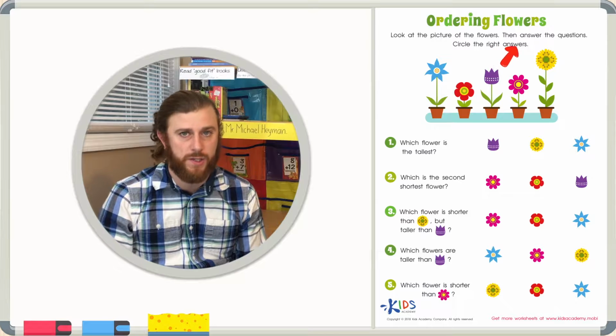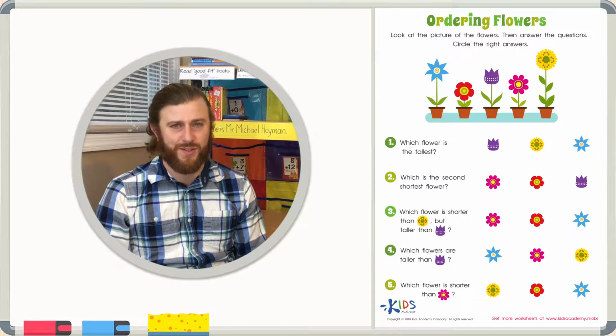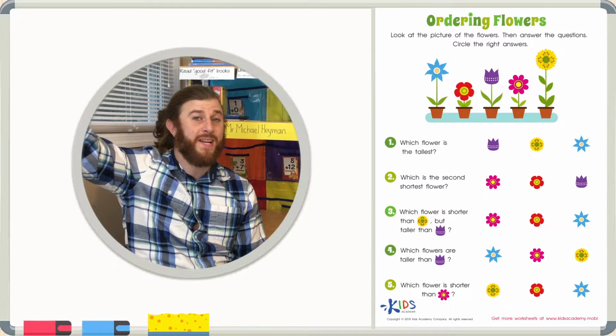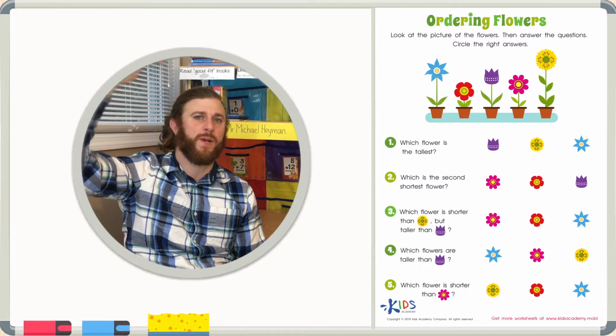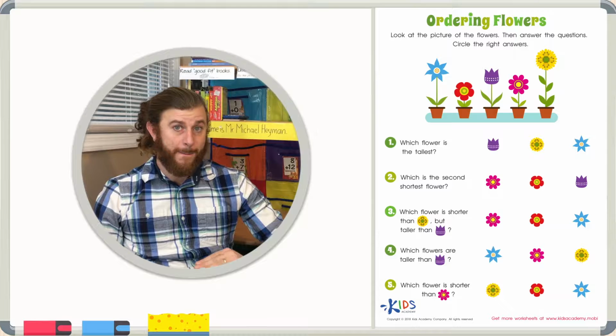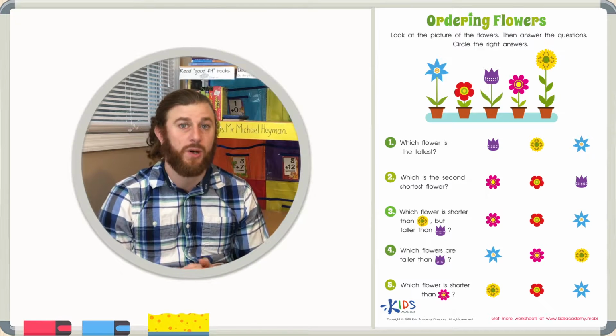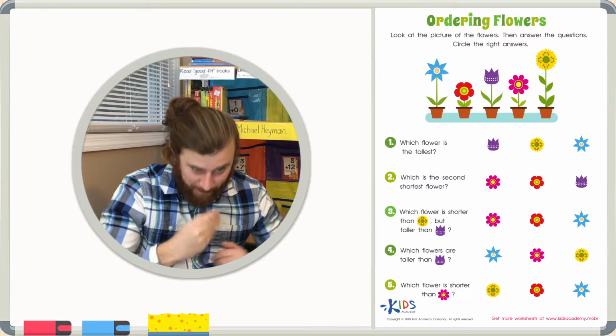Circle the right answers. First, let's remind ourselves, what does tallest and shortest mean? Well, tallest means it's the highest or the furthest from the ground, and shortest means it's the closest to the ground or the smallest. Let's get started with these word problems.